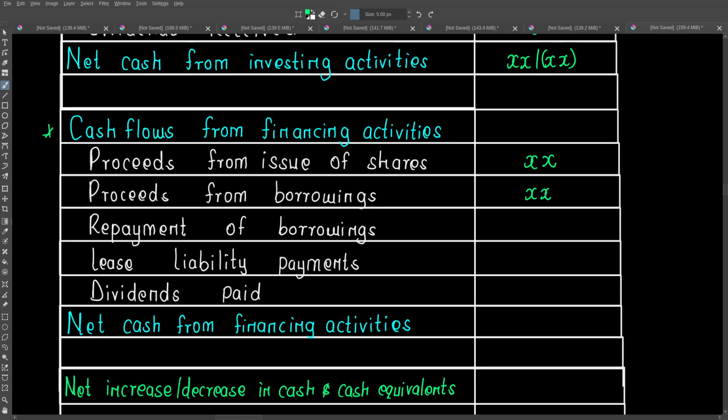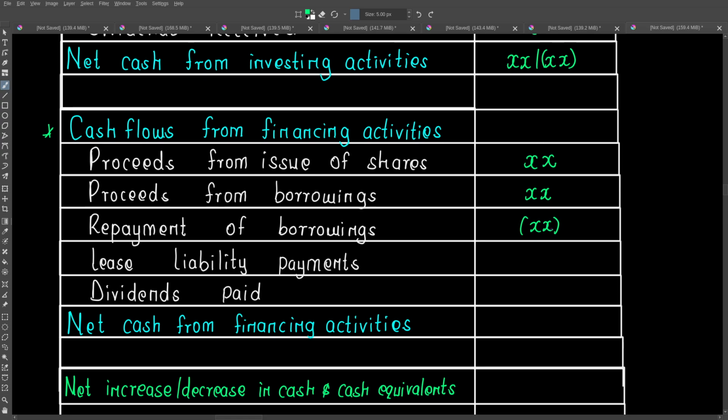Then repayment of loans. Repayment of loans is when you repay borrowings. When you take a loan, are you not repaying it? Because definitely you have an obligation to pay. So that is a cash outflow when you pay, okay? So during the period, this amount is basically the repayment of borrowings, okay?